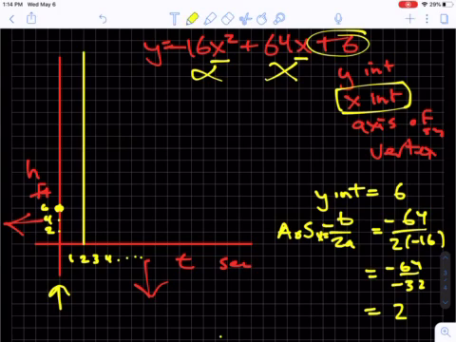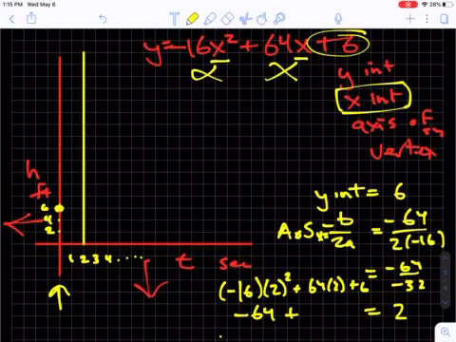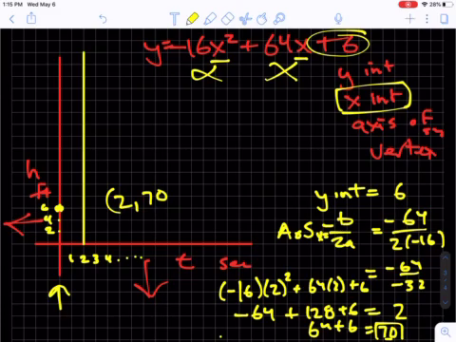Okay, so the vertex is we're going to take this number and we're going to put it in the equation. So we're going to go negative 16 times 2 squared plus 64 times 2 plus 6. All right, so negative 16, 2 squared is 4. 4 times negative 16 is negative 64. And then we're going to get 128 over here and then plus 6, right? And so negative 64 plus 128 gives you 64, plus 6 gives you 70. So the point 2, 70 is going to be your vertex.